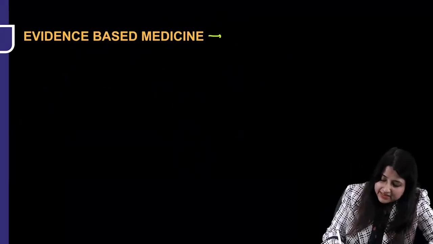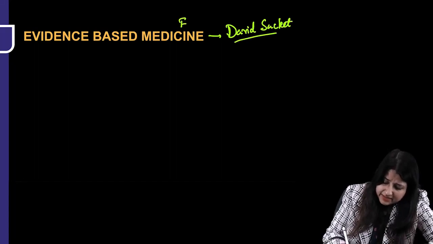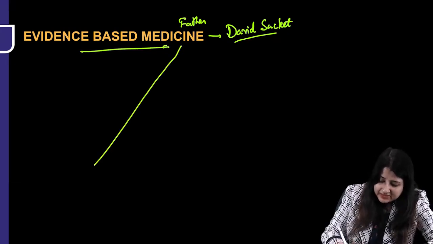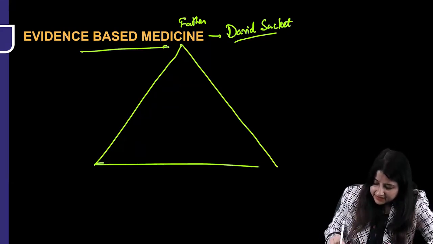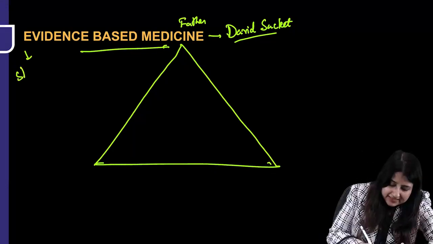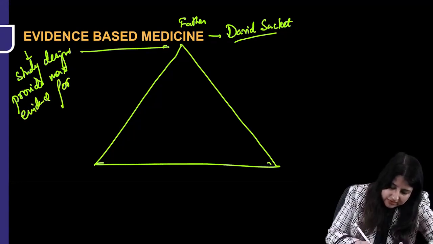In evidence-based medicine, the concept was given by David Sackett. He is the father of evidence-based medicine. In evidence-based medicine, we always arrange our studies in a hierarchy. To establish causality, which study designs provide maximum evidence for causality?